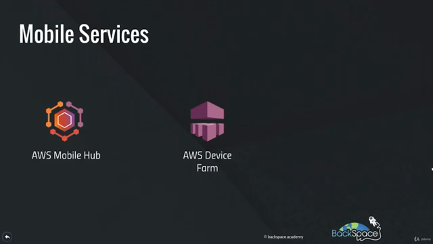AWS Device Farm is an app testing service for Android, iOS, and web applications. It allows you to test your app against a large collection of physical devices in the AWS cloud. And finally, AWS AppSync is a GraphQL backend for mobile and web applications. If you're a developer and you don't know what GraphQL is, then make sure you go out and find out, because it is absolutely revolutionizing the way we think about data.